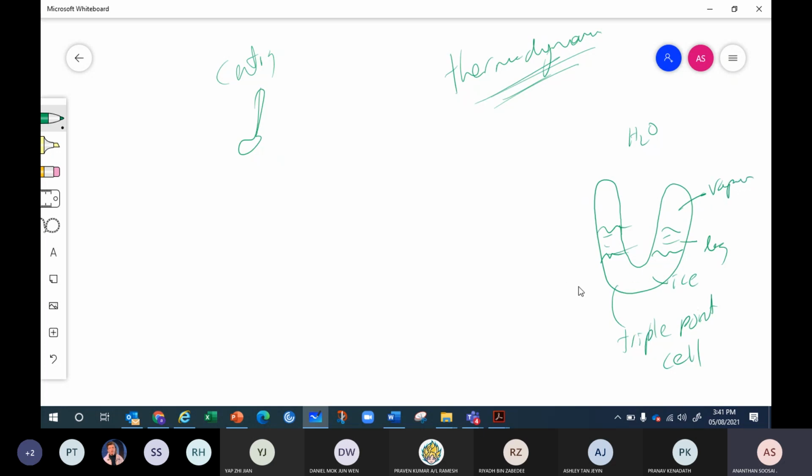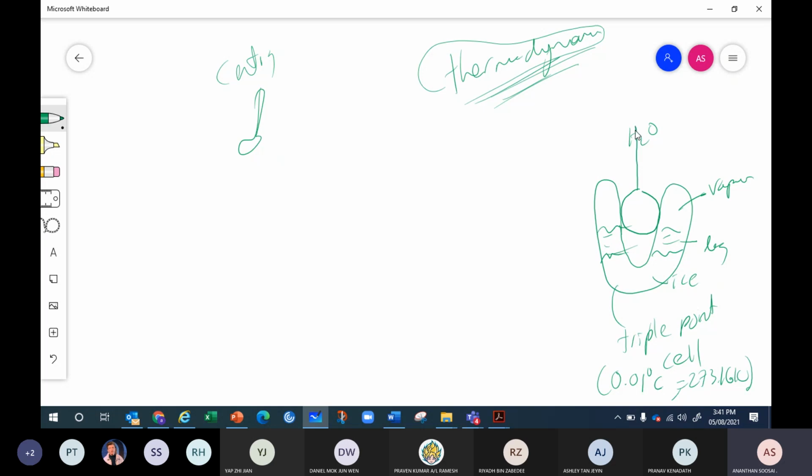That means the temperature of this triple point cell is for sure 0.01 degrees Celsius, or 273.16 Kelvin. So if the doctor wants to use the thermodynamic scale to measure your temperature, what you have to do is, first, put the ideal gas into this triple point cell.